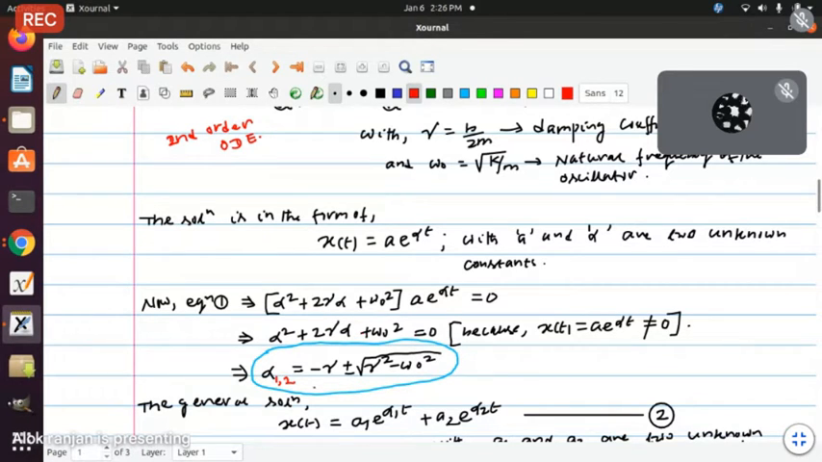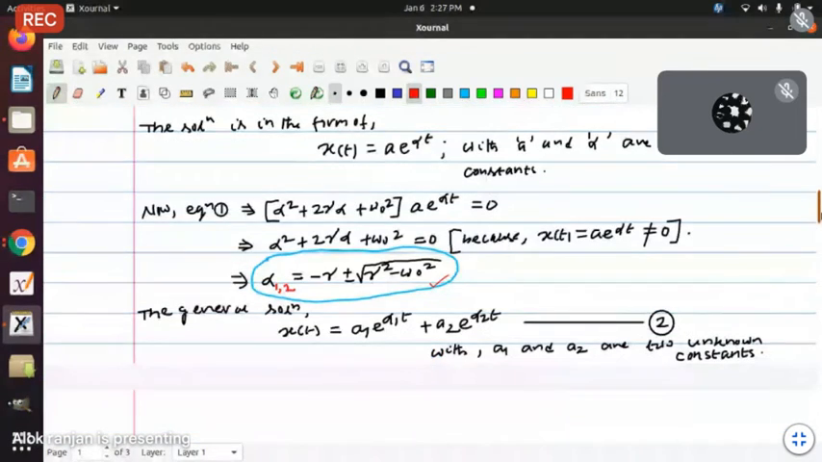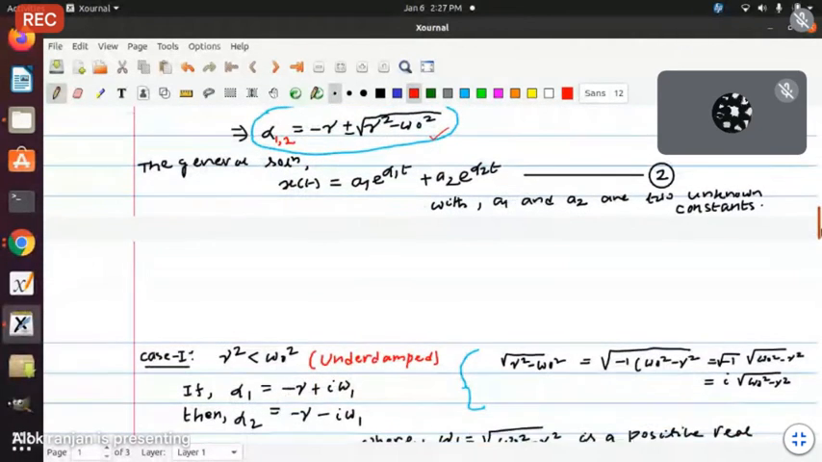And it's a quadratic equation. What is the solution? This one. So we have two solutions, or two alphas. For alpha 1 you can consider the positive sign, whereas for alpha 2 you consider the negative sign, or vice versa. And the general solution, as I said in the previous class and as all of you might know, should be a linear combination of these two solutions: A1 e to the power alpha 1 t plus A2 e to the power alpha 2 t, with A1 and A2 two unknown constants.